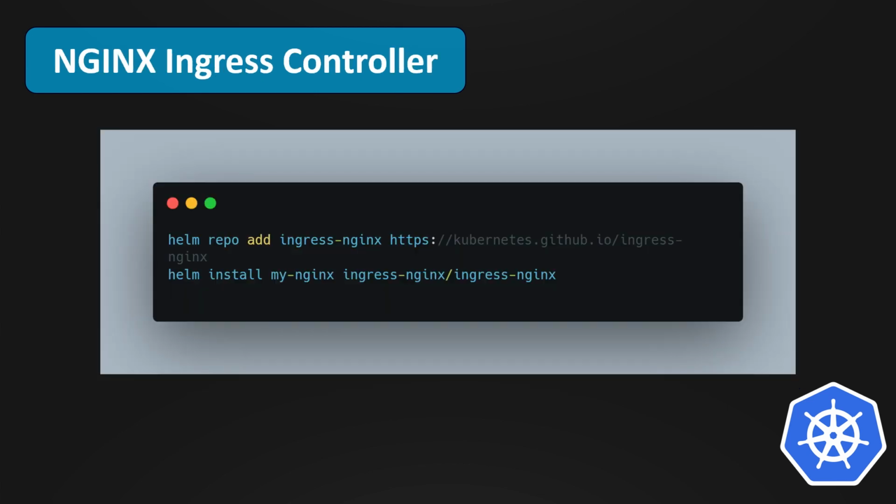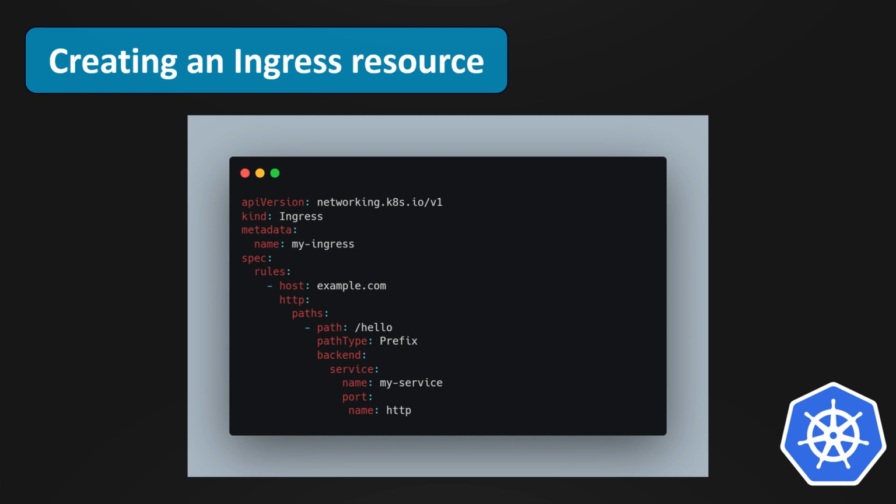Here's an example of how to install the NGINX Ingress controller using Helm. This will install the NGINX Ingress controller in your cluster. Once the Ingress controller is installed, you can create an Ingress resource. Here's an example of an Ingress resource that exposes a service. This Ingress resource exposes the service named my-service on the path /hello on the domain example.com. When a request comes to example.com/hello, it will be forwarded to the service.